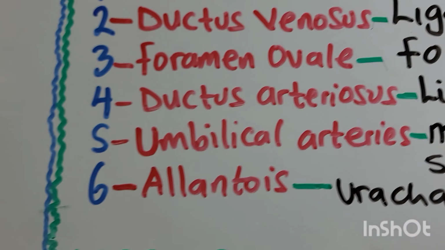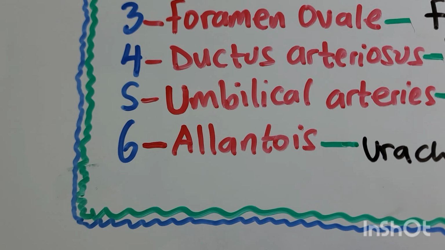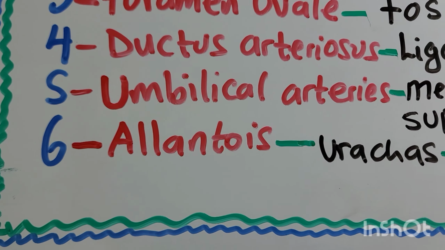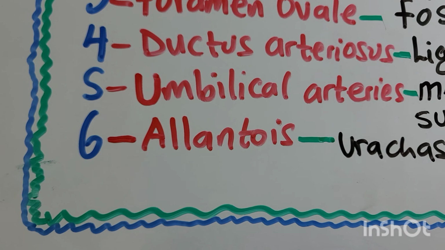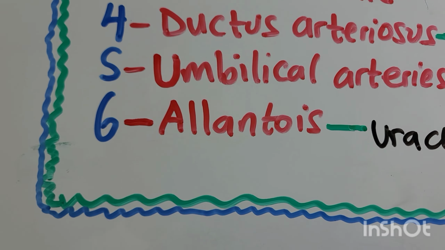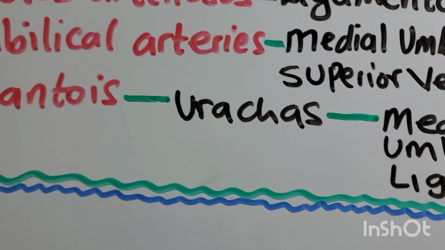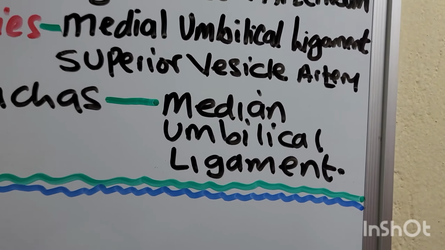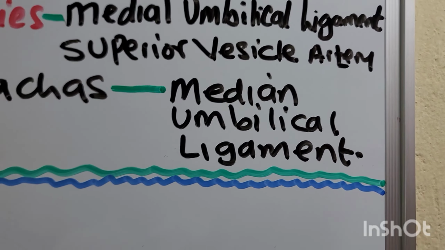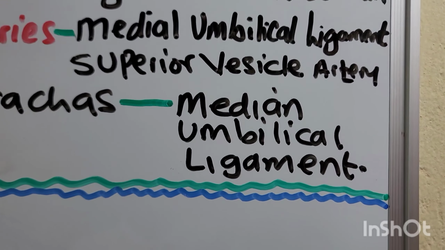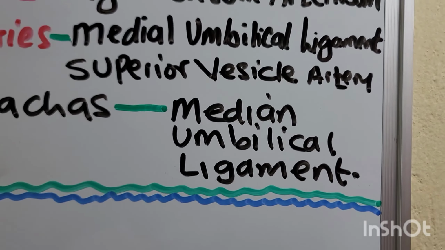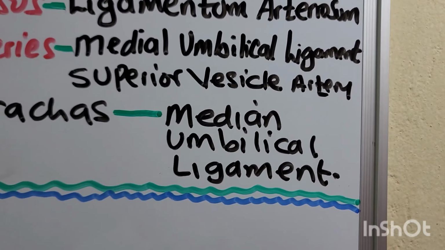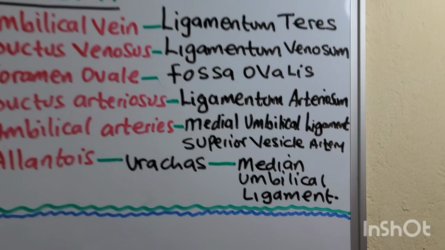So now again, the last one is the allantois. The allantois is located within the umbilical cord, and eventually is going to be turning into the urachus, which will finally become the median umbilical ligament. So now that briefly covers the events that are going to be happening after birth.